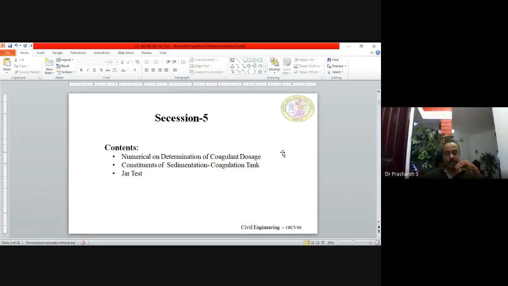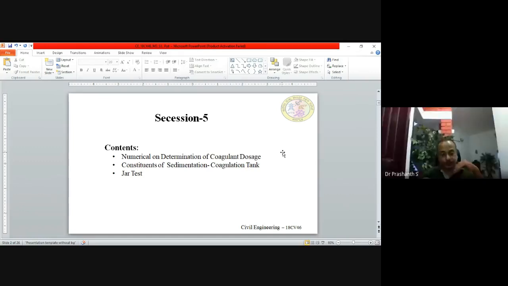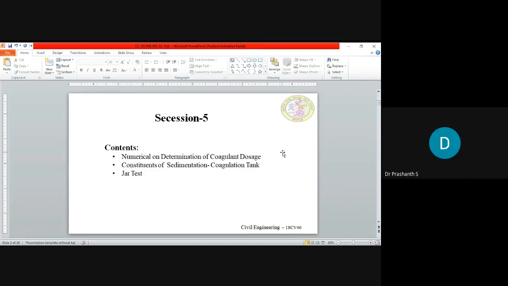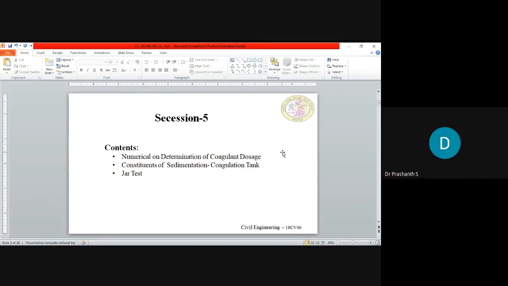In session 5, we are going to find out what dose of coagulant can be added to the water, and how the dosage of coagulants is estimated. In the contents, we are also going to understand what exactly a sedimentation coagulation tank is, and how it is different from a plain sedimentation tank. And at the end of the session, we are going to discuss the jar test also. What exactly is the jar test, and what do they do? I'm going to let you know all these things.